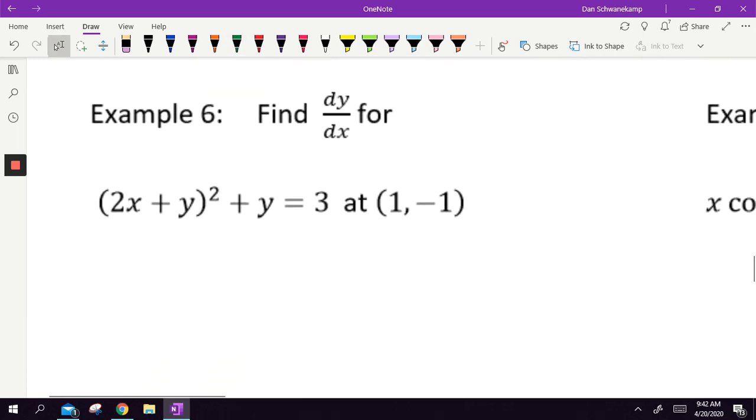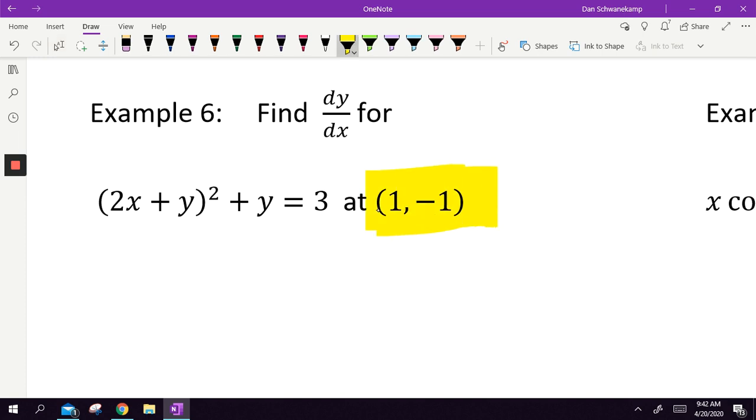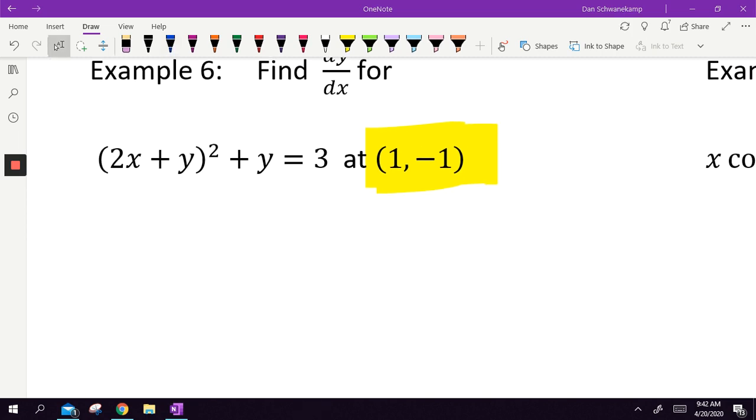Now let's look at it with this one. Now we're finding the derivative at a point, and this always throws kids off a little bit. They make it harder than it needs to be. This should be easier than the last problems we were doing, but sometimes kids make it tough. All right, let's do it. Example 6, (2x plus y) all squared plus that thing equals 3.